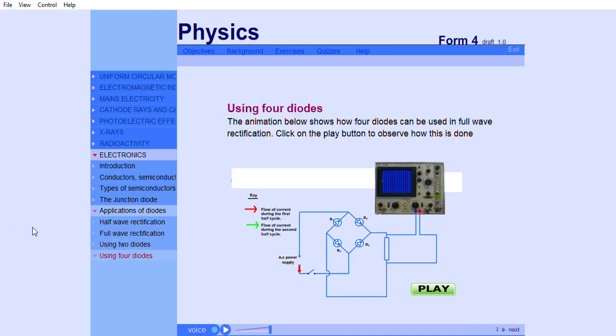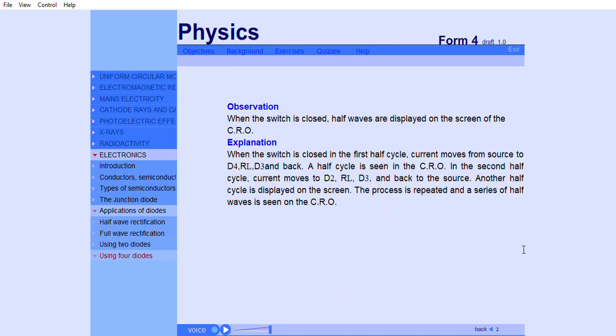Using four diodes. The animation below shows how four diodes can be used in full wave rectification. Click on the play button to observe how this is done. Observation. When the switch is closed, half waves are displayed on the screen of the CRO.